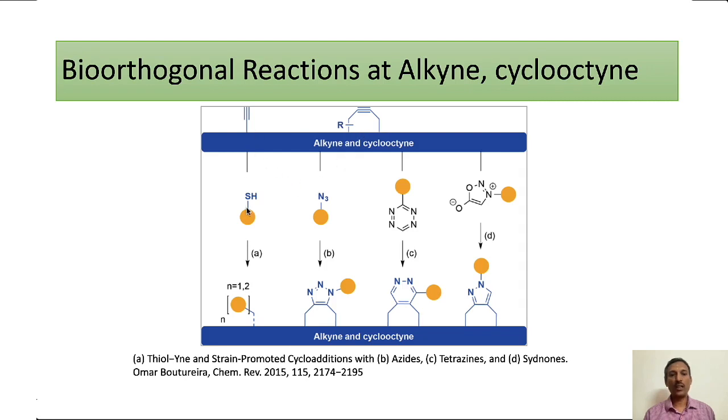The alkyne can undergo reaction with the thiol. This reaction is called the thiol-yne reaction, which is very similar to thiol-ene reactions. And the azide-alkyne cycloaddition we already know, and the tetrazine can also be used, or sydnones can be used. These two are additional reactions which react with the alkynes, especially the cyclic alkynes, to give the condensed product as shown here.